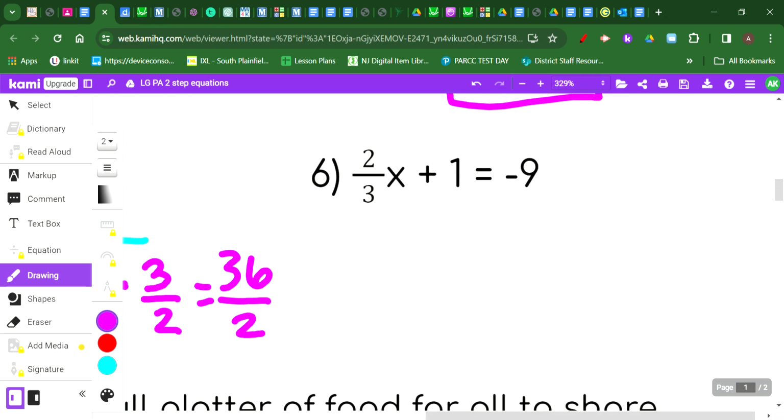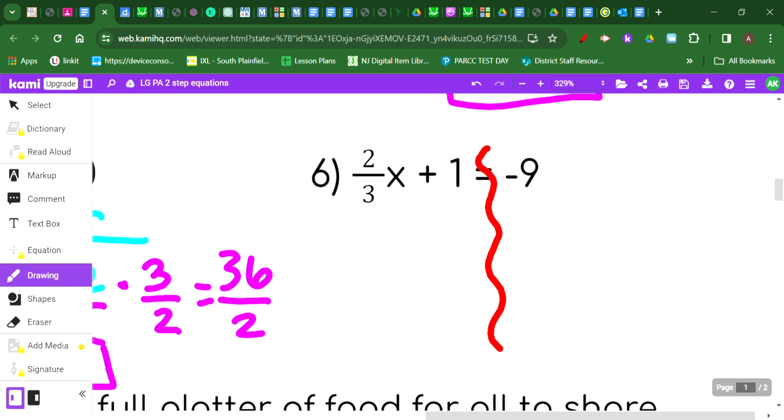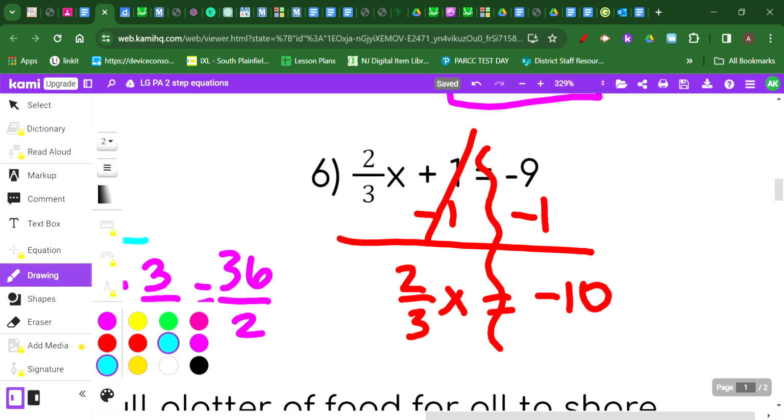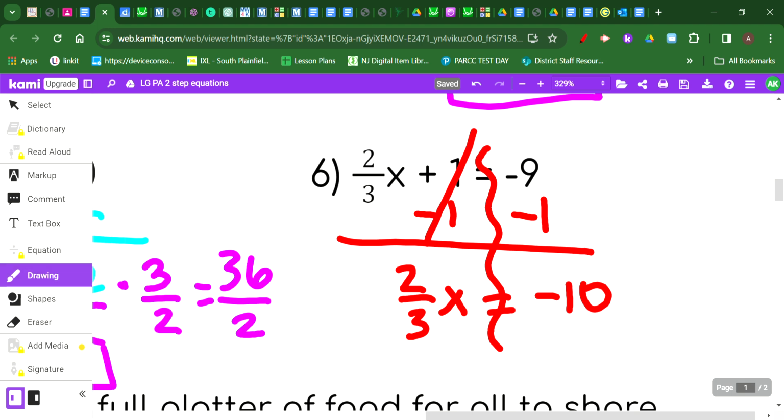All right, number 6. We're going to start off the same way. So you are going to draw the river. Then you are going to find the constant, which is +1. And you are going to do the opposite, which is -1 on both sides. Okay, so on the left side, +1, -1, those cancel out. And you are left with 2/3 x is equal to -10. Now, you have a fraction next to the variable again. Your job is to do the opposite, which is multiply by the reciprocal.